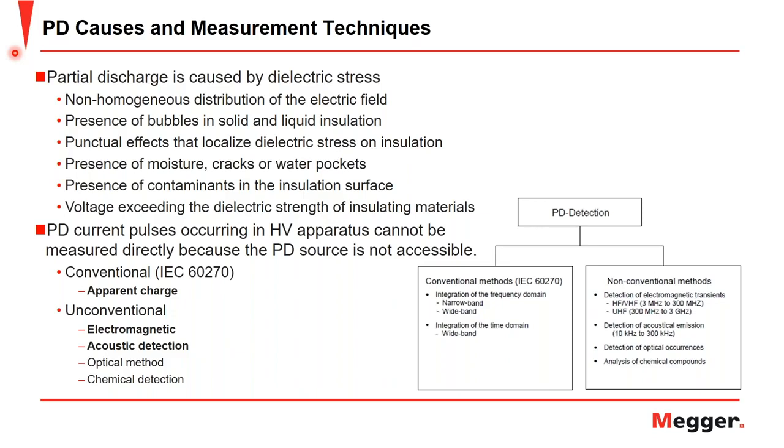And when we talk about measurement techniques, the partial discharge current pulses occurring within the high voltage apparatus cannot be measured directly because the PD source is not accessible. So therefore, there are many different means of measuring PD activity. And they are broken into conventional and unconventional methods. The conventional method is covered by the IEC 60270 standard that was mentioned previously, where the partial discharge as apparent charge is measured in picocoulombs.